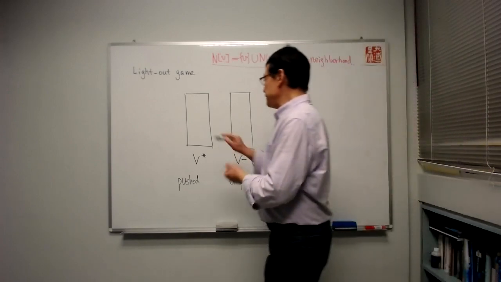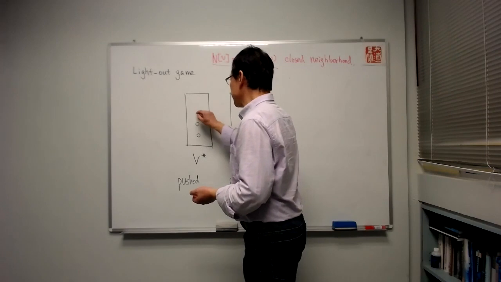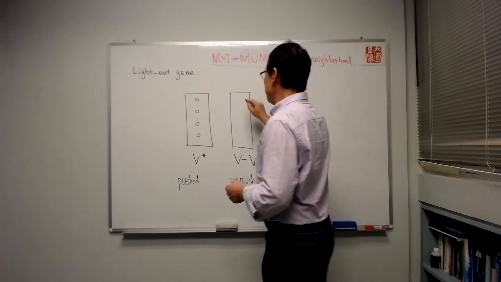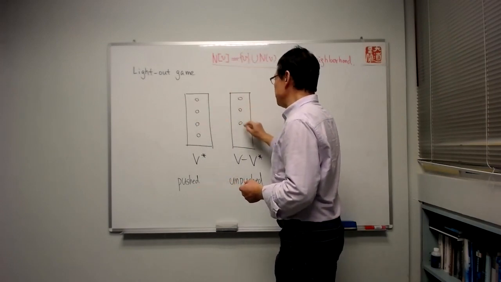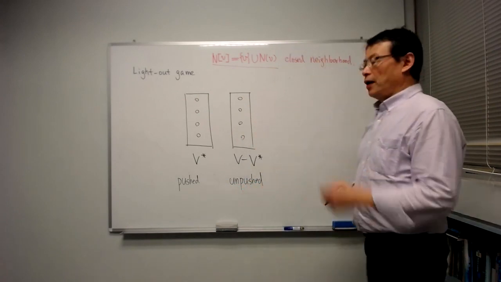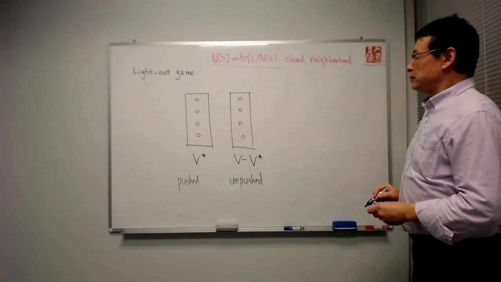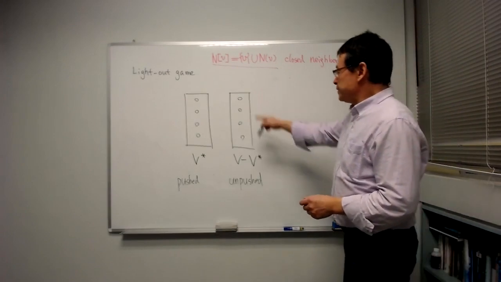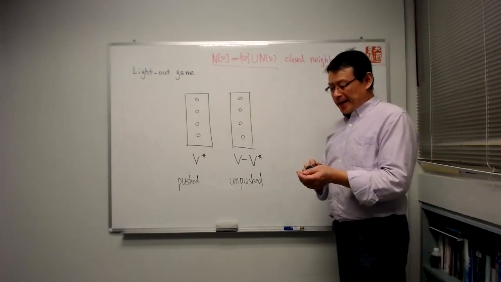We have a vertex set here, with each vertex on this side having been pushed. Each vertex on this side has not been pushed. All right. Now let's take a look at when vertices will change their status.